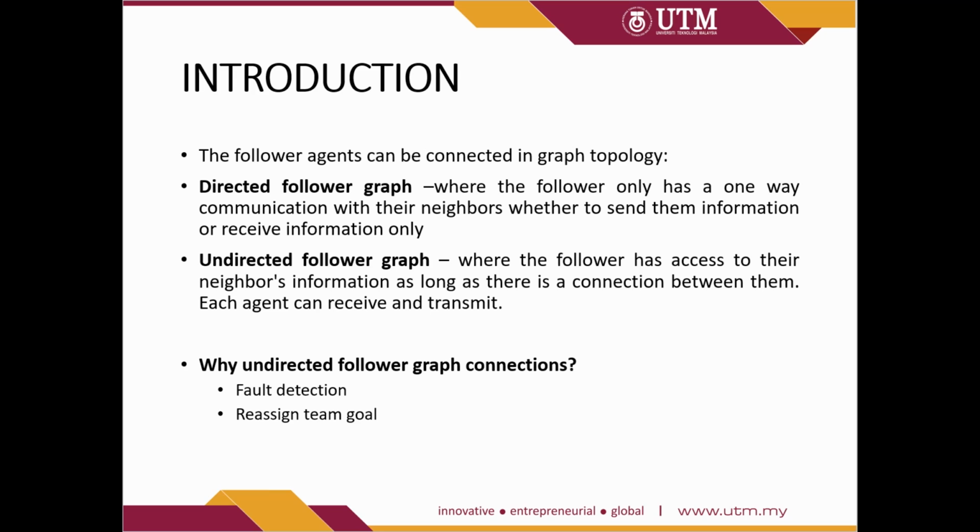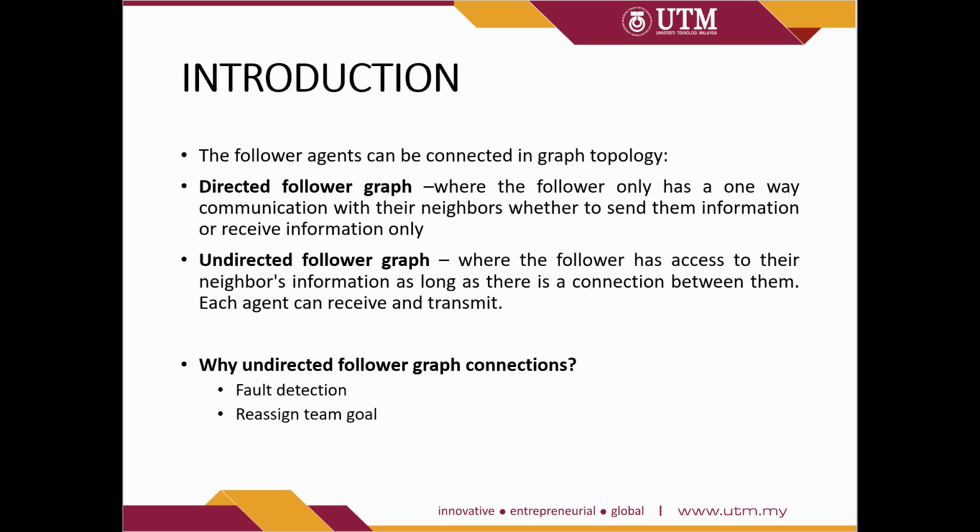The follower agents can be connected in a graph topology, and this is also divided into two. Firstly, directed follower graph and undirected follower graph. Directed follower graph is a graph where the follower only has one-way communication with its neighbor. For example, agent 1 can transmit to agent 2, but agent 2 will not be able to transmit to agent 1, or agent 1 can only give information to agent 2. However, agent 1 does not receive any information regarding agent 2.